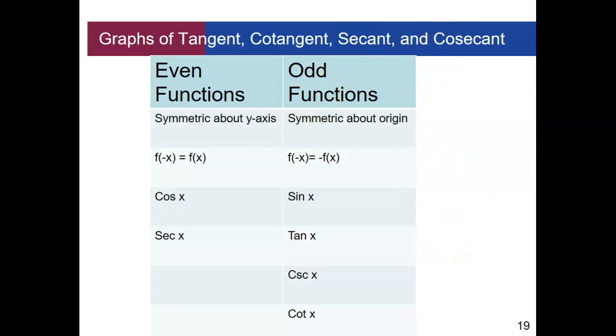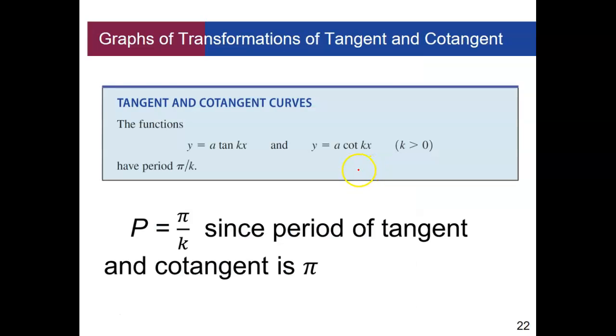Okay, this is just a summary of what we've already talked about with our even and odd functions. So we have two that are symmetric about the y-axis, being your even functions. That would be cosine and secant. So their graphs are going to be symmetric about the y-axis. These are all going to be symmetric about the origin.